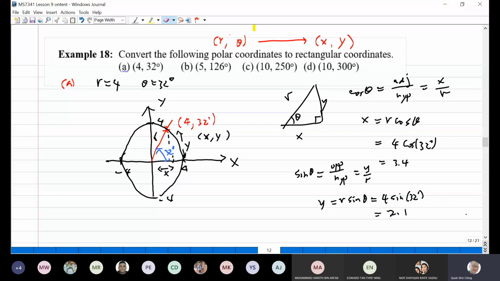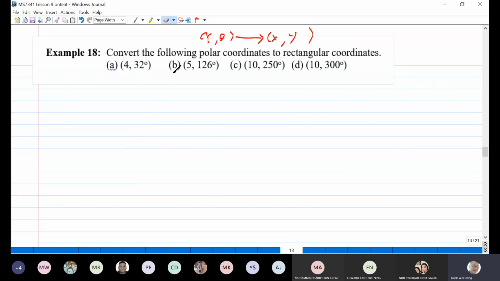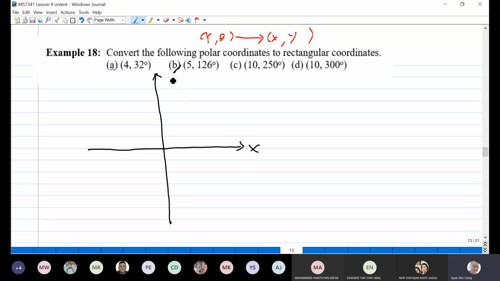Okay, let's look at B now. It's the same argument repeated over and over again. B is 5, 126 degrees. So I'll draw a bigger circle now, with x and y.